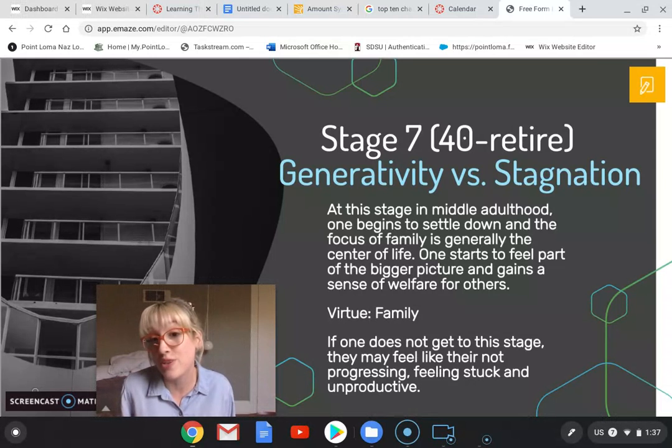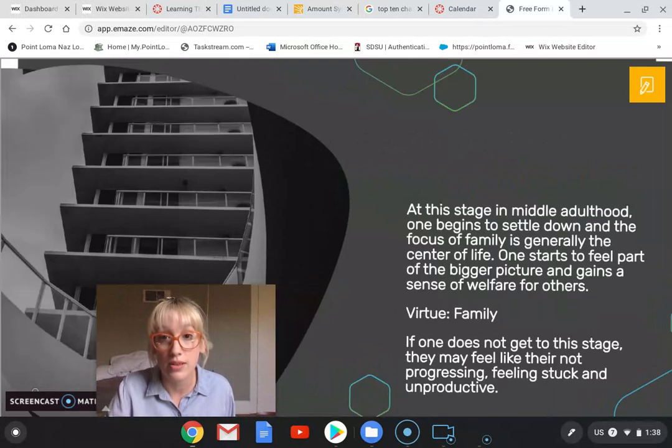For this, I put the virtue as family, because you don't have to necessarily have a family, but be part of something. And if you feel like you haven't progressed in this stage, you might feel stuck, stagnant, and unproductive.